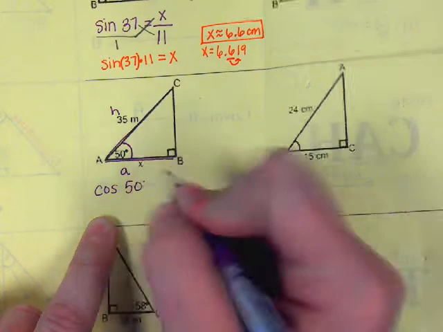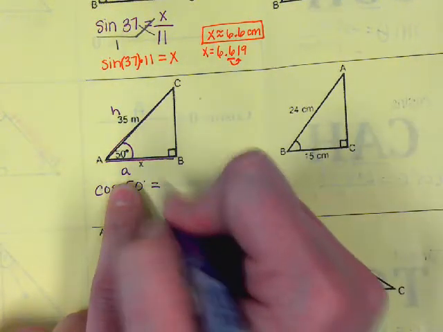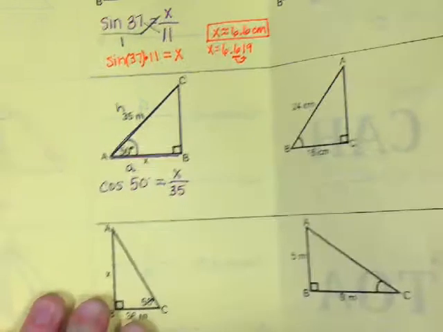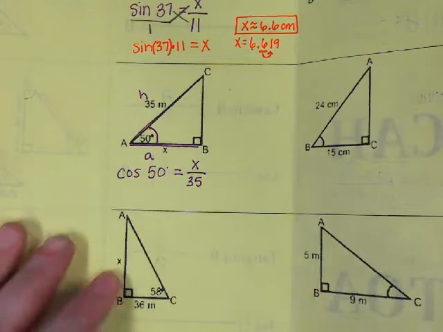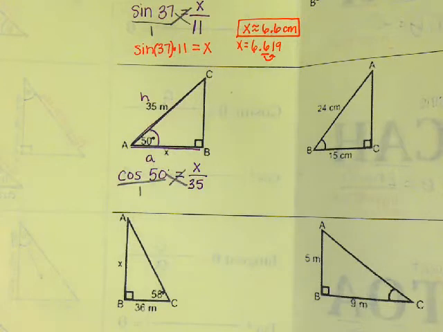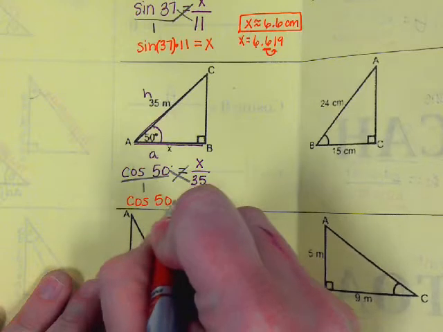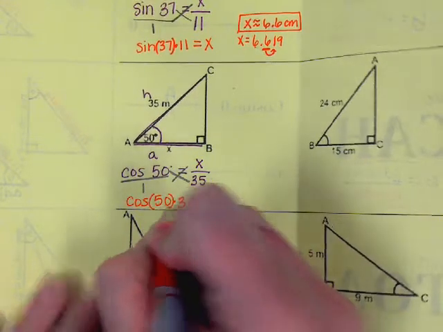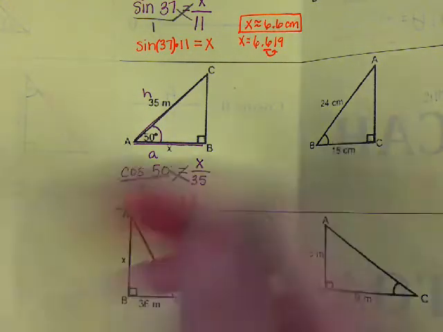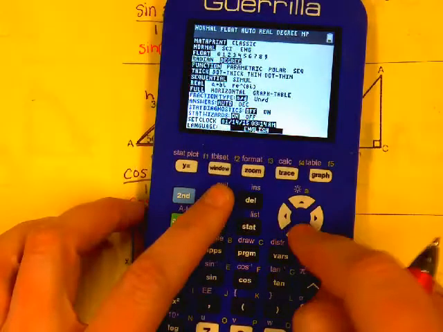So I'm going to say cosine, give the angle measure, so 50 degrees, equals adjacent over hypotenuse, so it would have to be x over 35. Again, we're going to put it over 1 and then cross multiply. So it would be cosine of 50 degrees times 35. Don't forget we have to put those parentheses. Sorry, my computer logged out. Is equal to x.